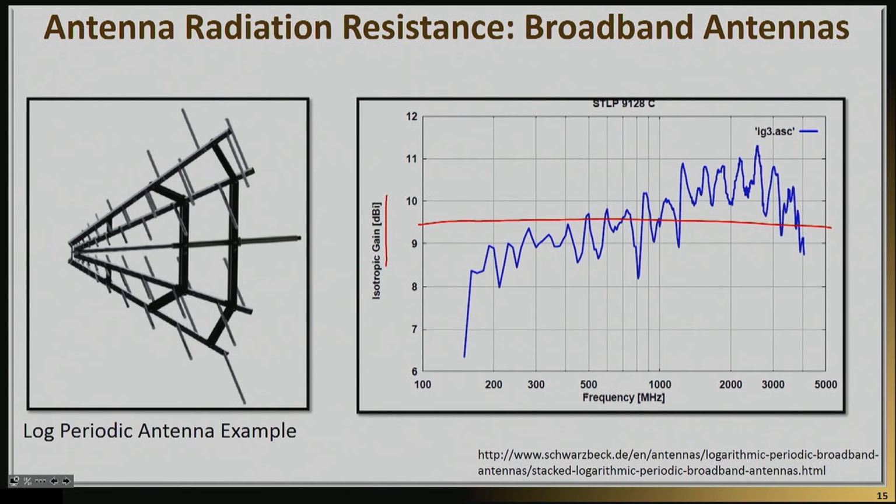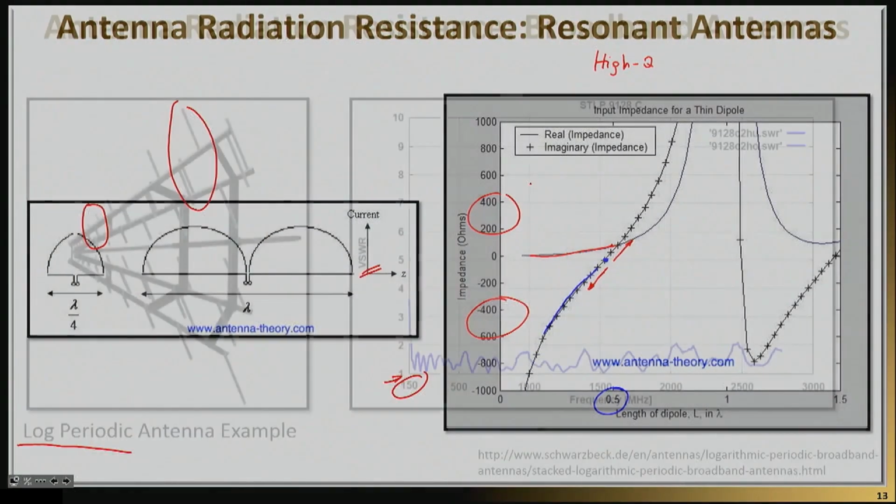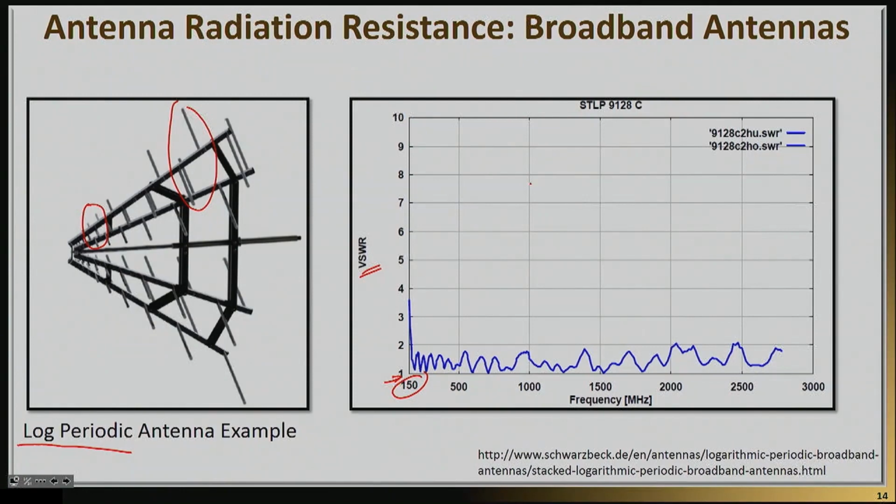So what I really want you to keep from this is what the radiation resistance is, proportional to the radiated power, and the fact that you might have the impedance of the antenna varying very widely versus frequency, like in the case of a dipole, or it may vary very smoothly versus frequency for a broadband antenna.